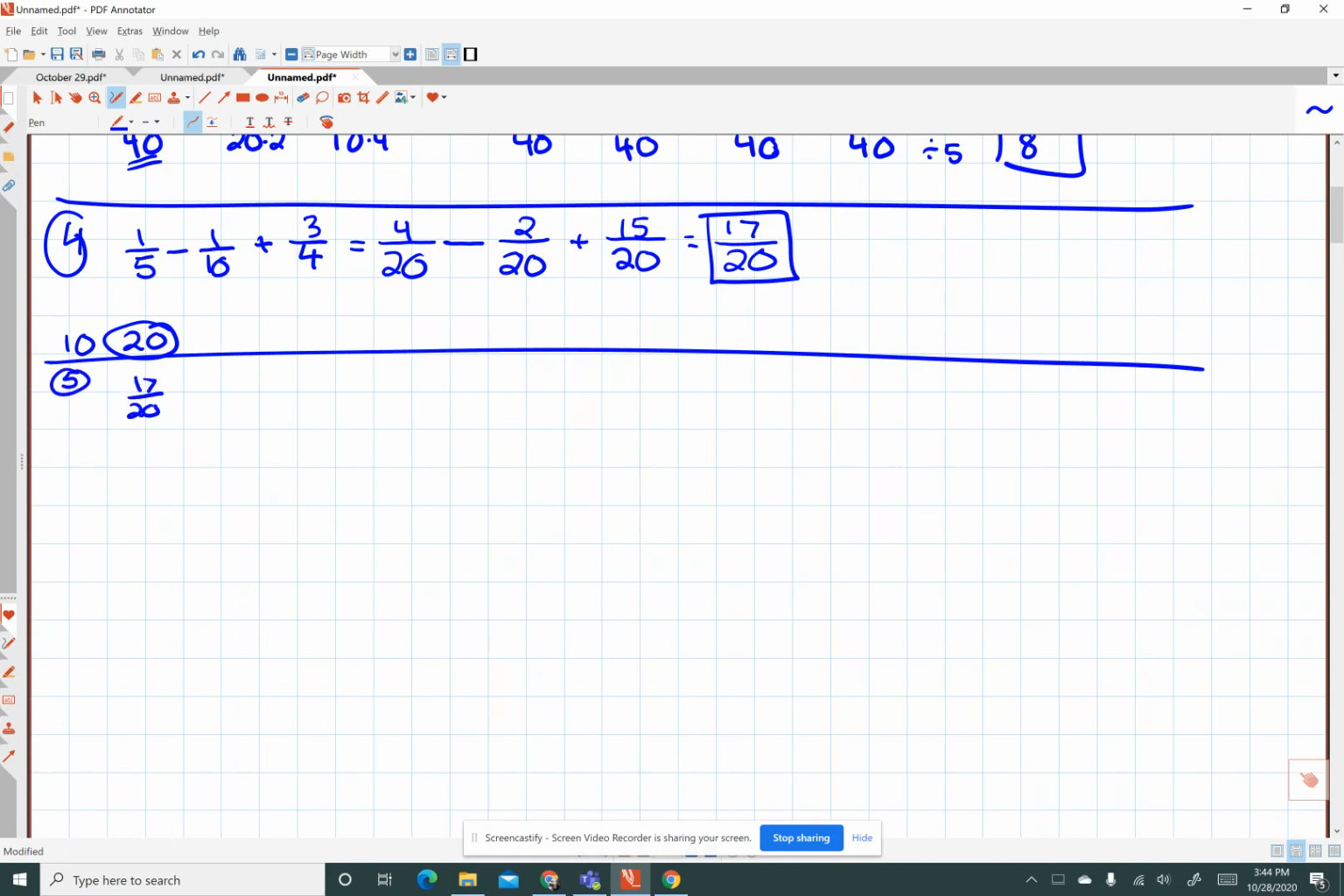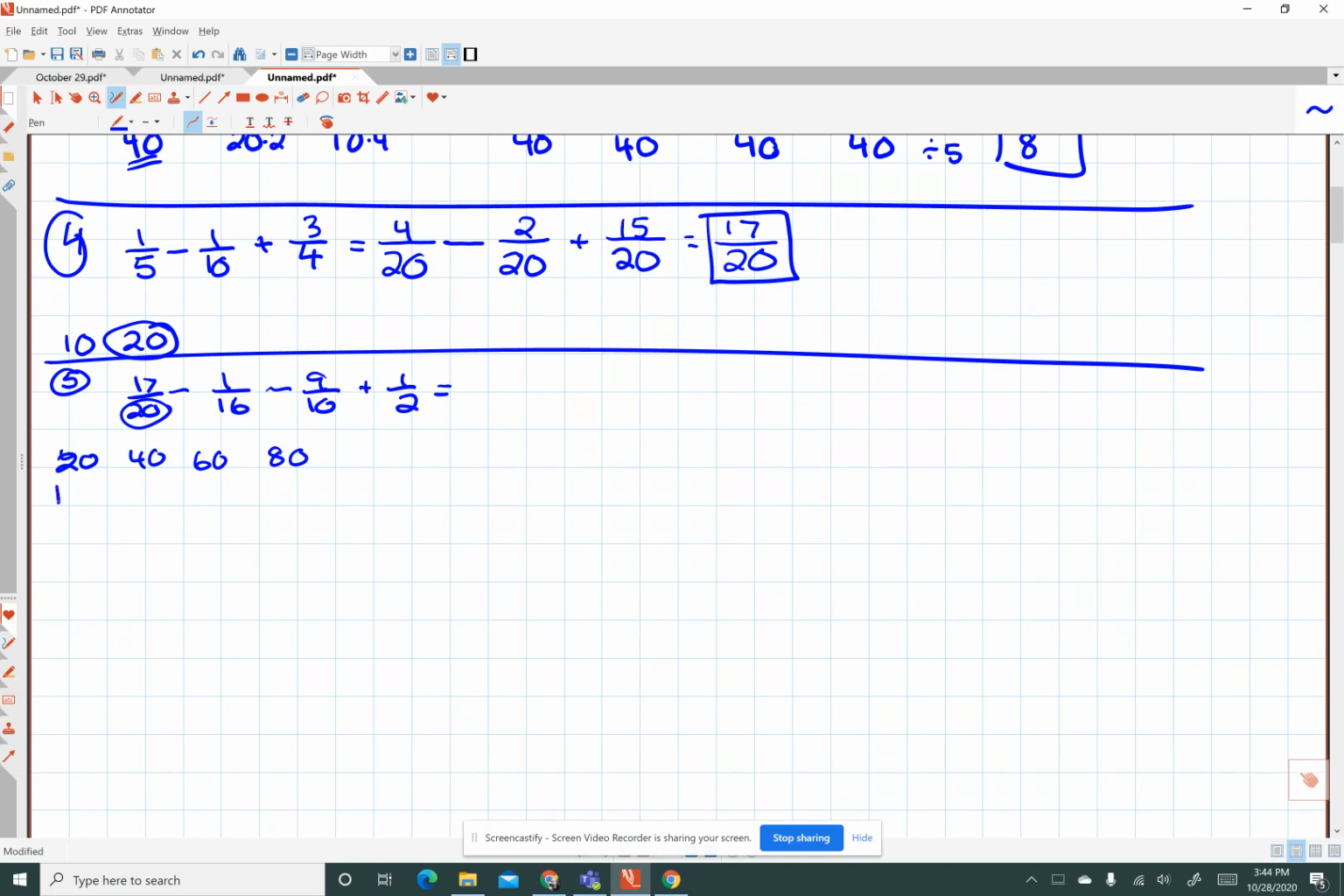17/20 plus 1/16 minus 9/10 plus 1/2. We need a denominator. 20, 40, I'm doing multiples of 20, 60, 80.